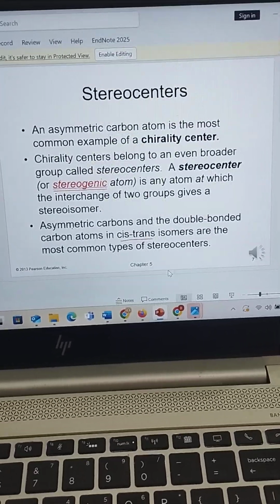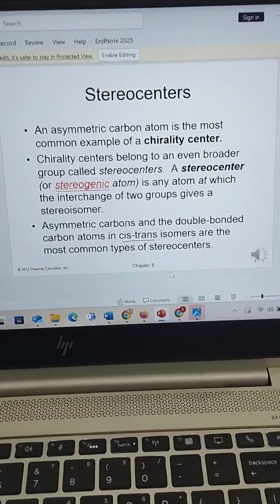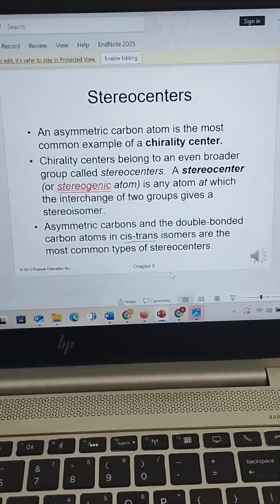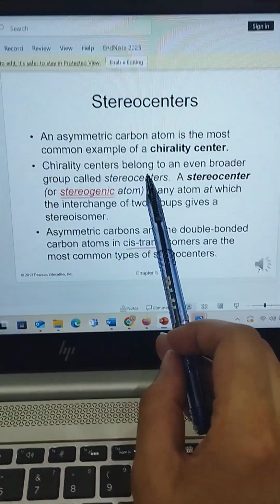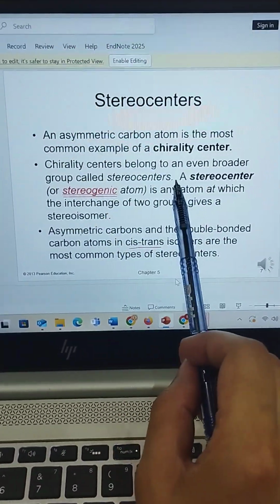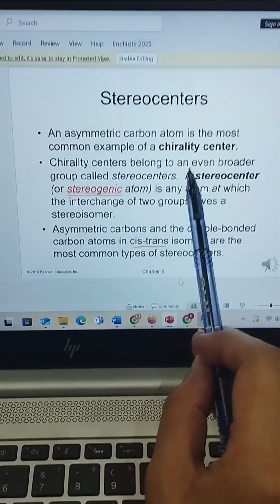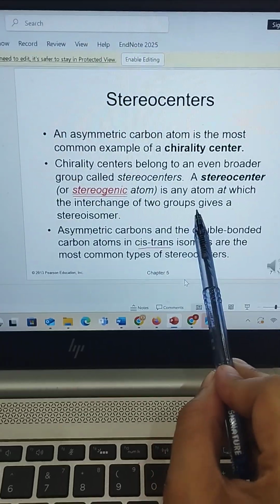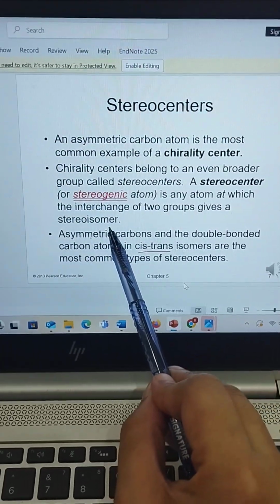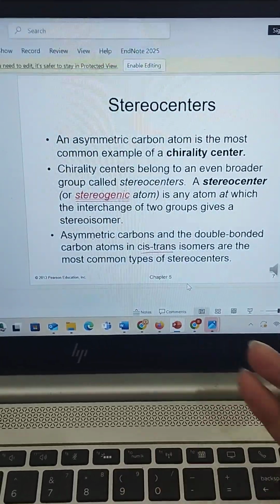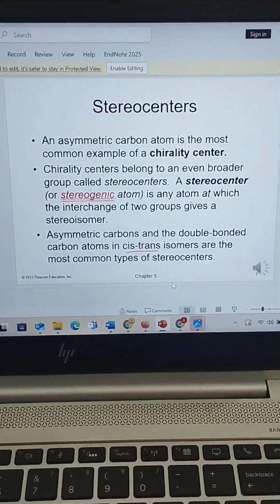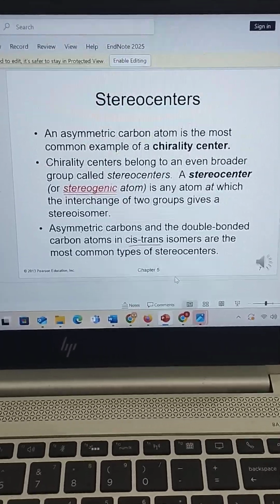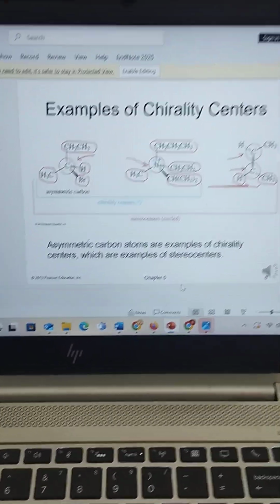Now the stereocenters. An asymmetric carbon, the other name of which is chiral carbon, is the most common example of a chirality center. Chiral centers belong to an even broader group called stereocenters. A stereocenter is any atom at which the interchange of 2 groups gives a stereoisomer. Asymmetric carbons and double-bonded carbons in cis-trans isomers are the most common stereocenters. We will understand this in the example.